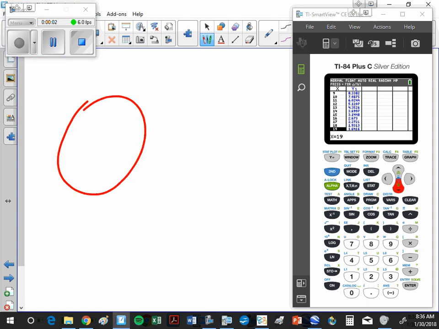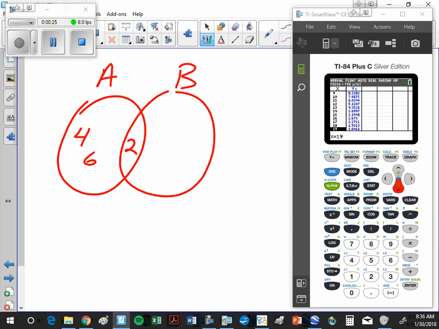On 305, we have an A and a B. And in exploration 1, it says if you roll a 6-sided dice, then event A is an even number and event B is a prime number. There is one number that overlaps, and that's a 2. A contains 2, 4, and 6. B contains 2, 3, and 5, and they share a 2.